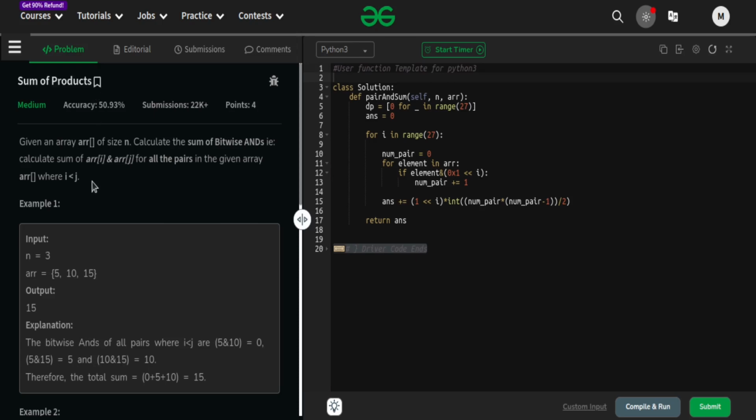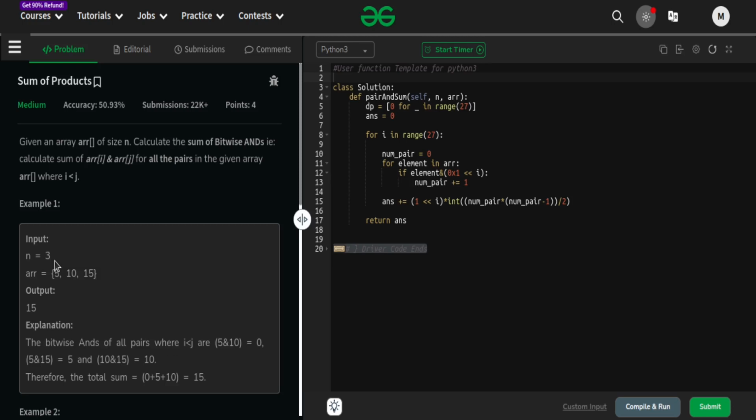The problem statement says that given an array ARR of size n, calculate the sum of bitwise ANDs, that is, calculate the sum of ARR[i] AND ARR[j] for all the pairs in the given array ARR where i is less than j. So let us try to understand the problem statement with the help of an example.